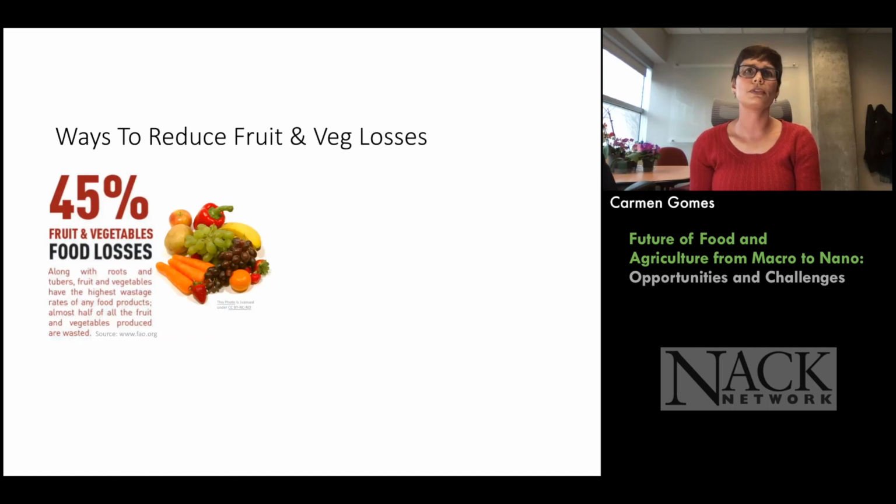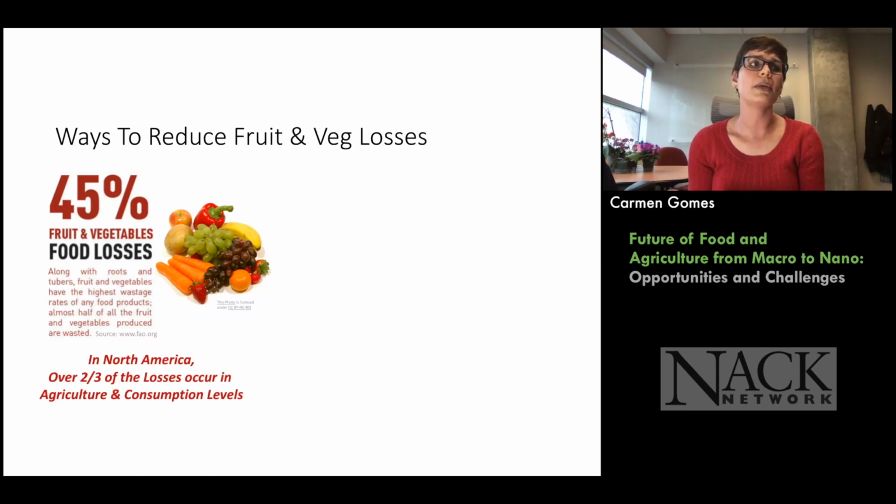So, ways to reduce fruit and vegetable losses. Again, break it down into small chunks and see how we can tackle it. 45% of fruits and vegetables are wasted. Just think about everything you produce on a farm, 45% of that will never hit the consumer's plate, will never be consumed. So it's clearly very significant. In North America, over 2/3 of the losses occur in agriculture, in the production section, and at the end, at the table, before being consumed.